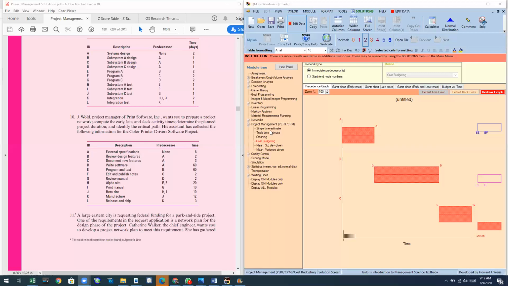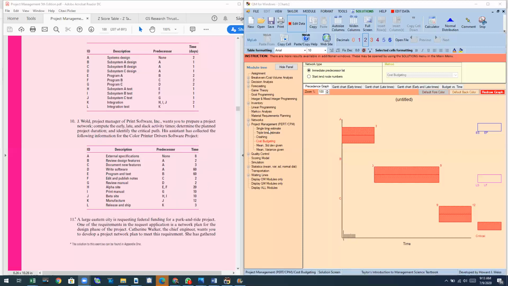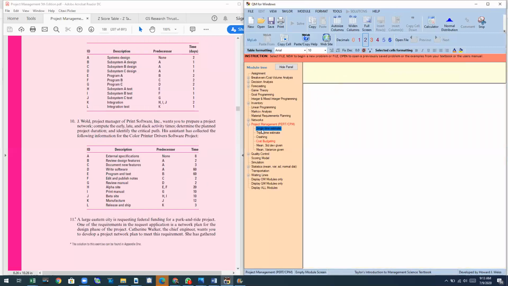Here we only have one time estimate. We have another option of triple time estimate, which is when you have optimistic time, most likely time, and pessimistic time. If you have data where there is some uncertainty and variation between optimistic and pessimistic, then you will need to use the triple time estimate. But here we only have one time estimate. So we choose project management, and then we choose single time estimate.